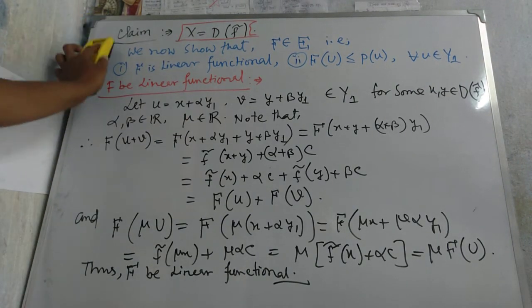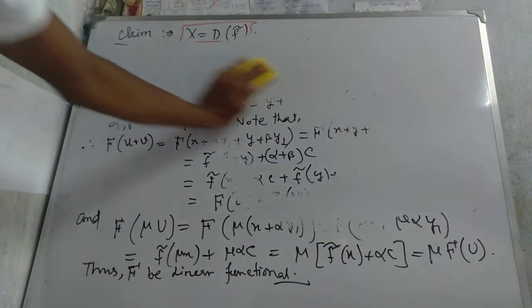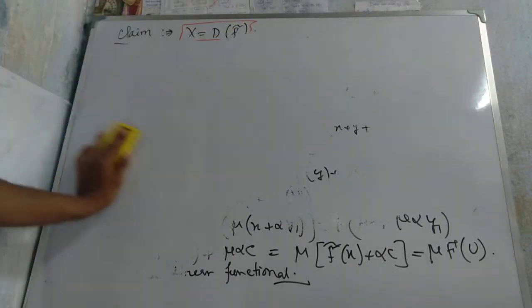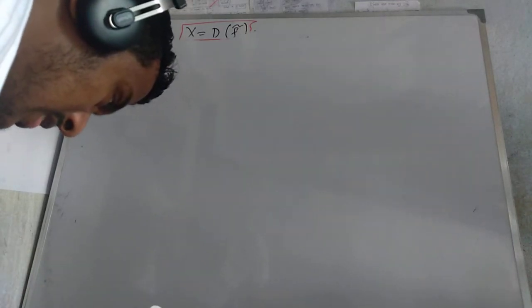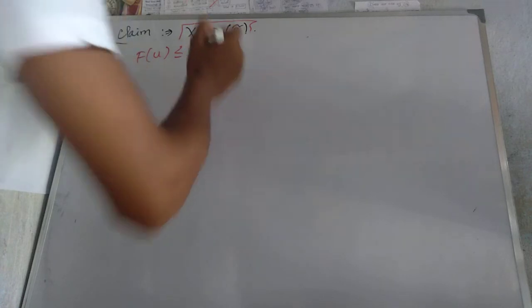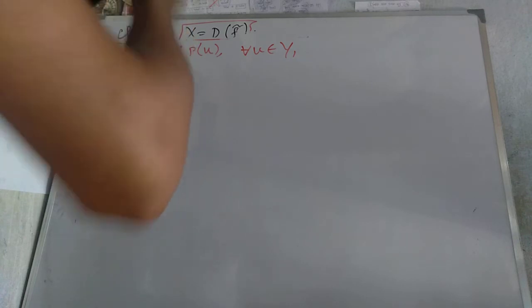Then we extend this one. We erase this portion properly. f tilde of u less than or equal to p of u, we have to prove that now. So what we do? We proceed further now. We'll do quickly. This one, f tilde of u is less than or equal to p of u, for all u belongs to y1. How we do it? We do it in three cases.